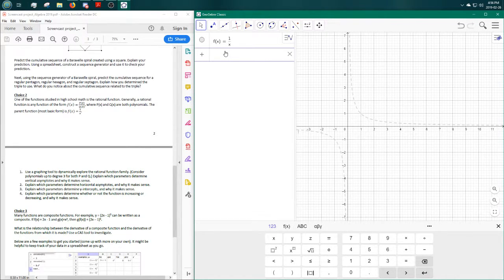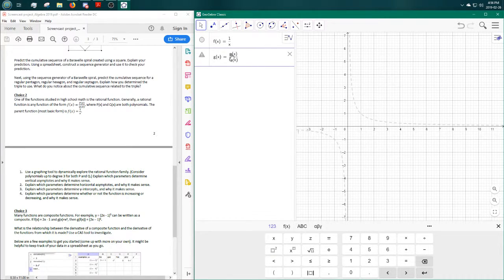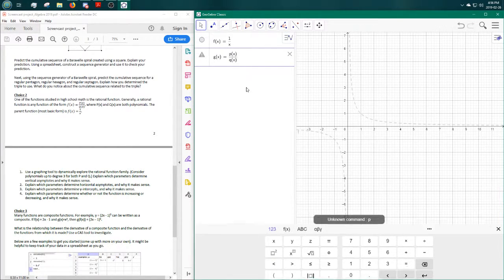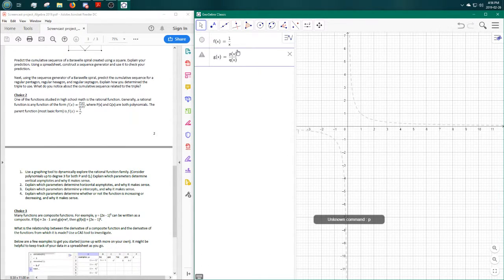So now I'm going to take another function. Let's define this as g of x. g of x equals, and I'm going to create p of x on the top and q of x on the bottom. Whoops, let's make these lowercase. Might help a bit. It's being a little difficult. But basically, I'm going to do this instead.